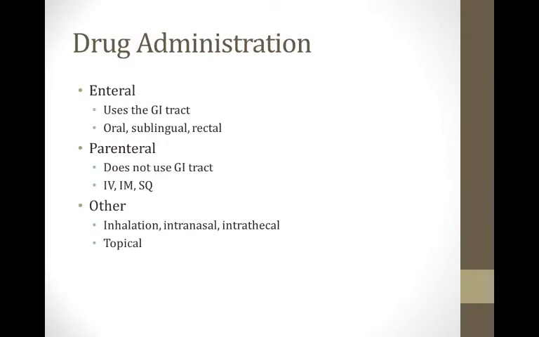So first, let me just review some of the terms we use for the different routes of administration of drugs. When we say a drug is administered enterally, we mean it's administered using the GI tract. Usually this means oral, but sometimes it can be sublingual, which is under the tongue, and rarely it can mean rectal administration. When we say something is administered parenterally, we technically mean it does not use the GI tract. And usually when we say parenteral administration, we mean IV, IM, or sub-Q. So this would be intravenously, intramuscularly, like an injection in the thigh, or subcutaneously, which means under the skin.